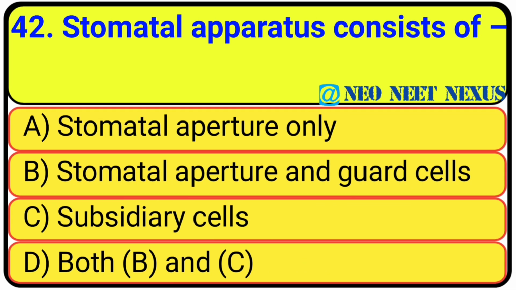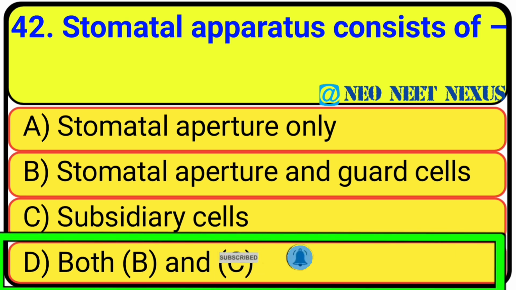Next, stomatal apparatus consists of A. stomatal aperture only, B. stomatal aperture and guard cells, C. subsidiary cells, D. both B and C. Correct answer is option D, both B and C.